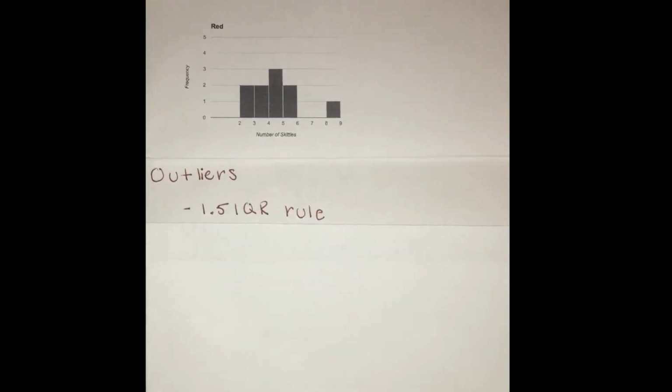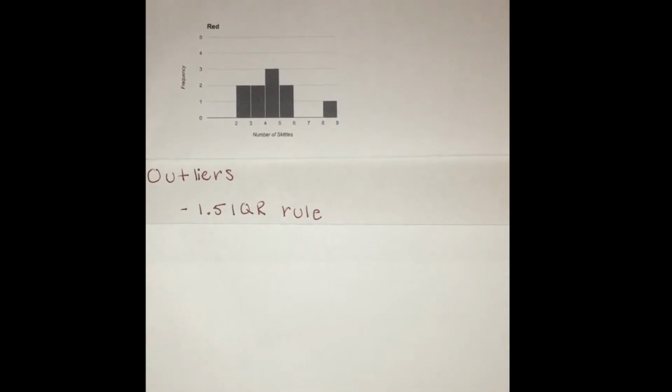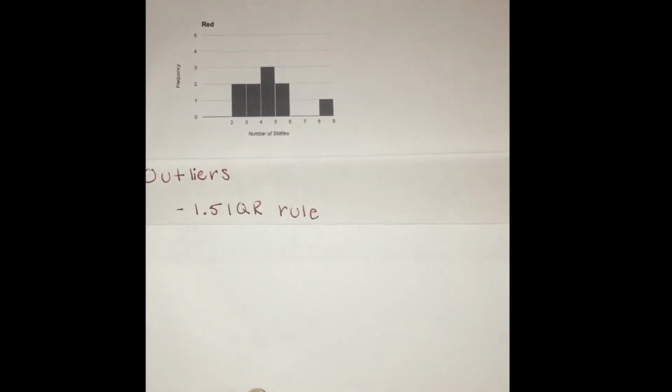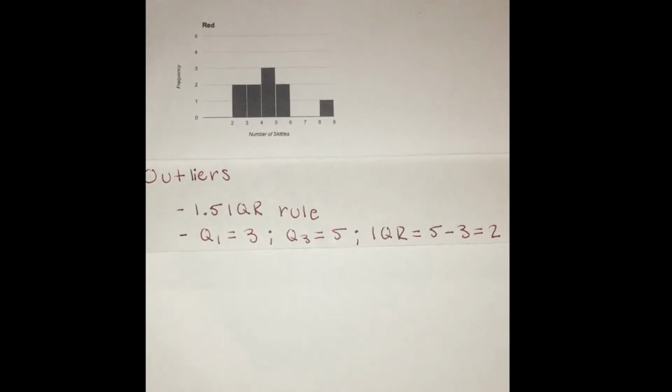Going back to outliers, this graph appears to have one possible outlier at 8. You can check if the value is an actual outlier using the 1.5 IQR rule. The IQR is the interquartile range, the difference between the first and third quartiles. For this data set, Q1 is 3, Q3 is 5, so the IQR is 2.